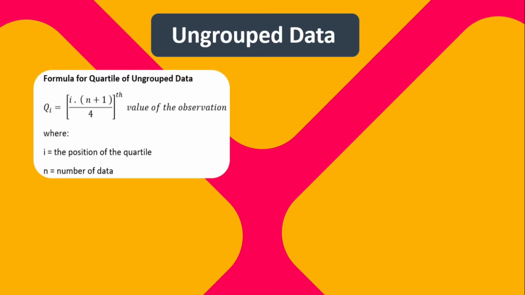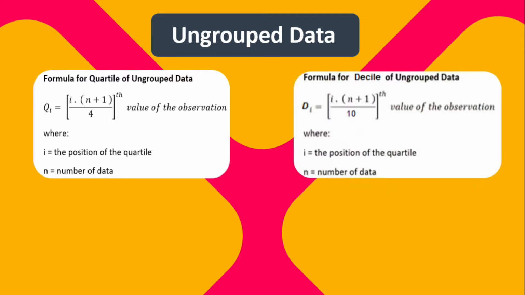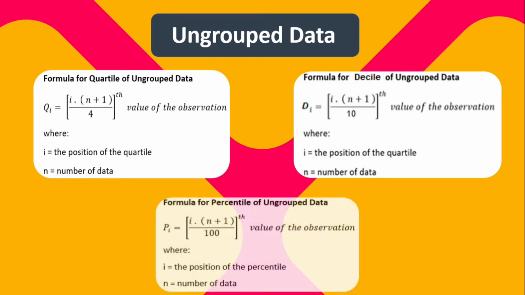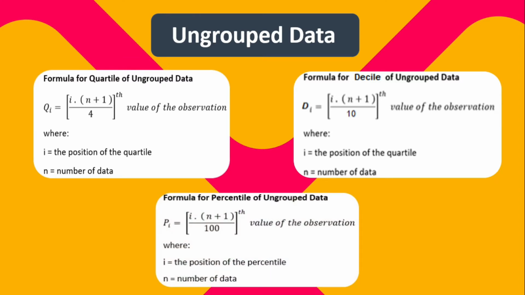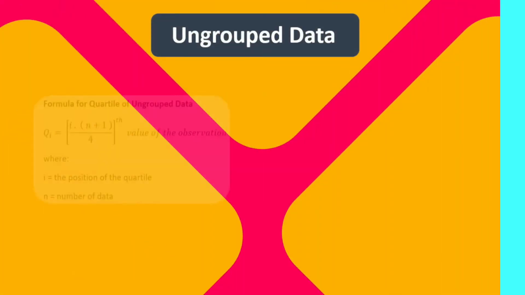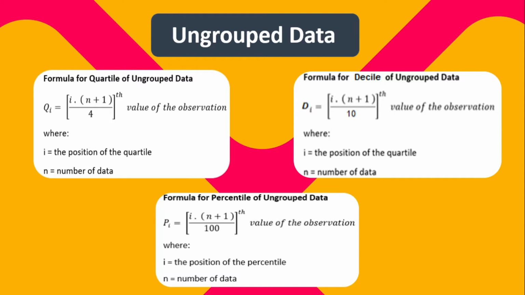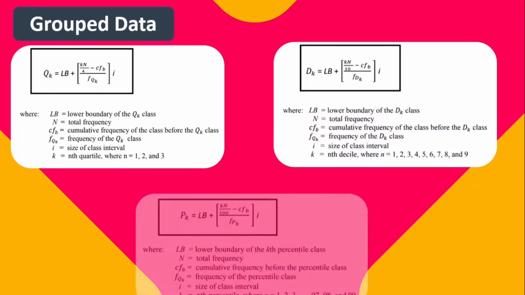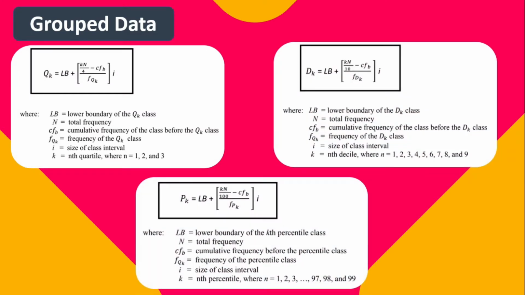This is the formula of the quartile, the decile divided over 10, the quartile over 4, while the percentile is over 100. The numerators are still the same. Take note, in using this formula we are getting ungrouped data. So this is for ungrouped data in getting the quartile, decile and percentile, while this one is for grouped data, which is in module 2. So again, we are now in module 3.